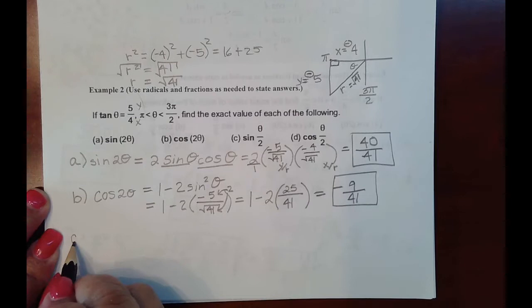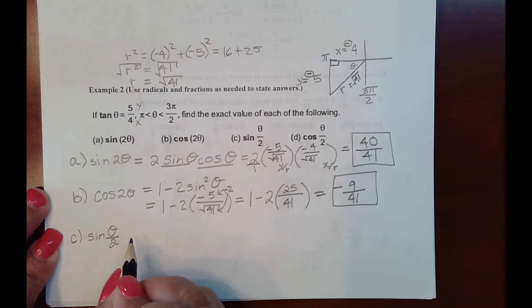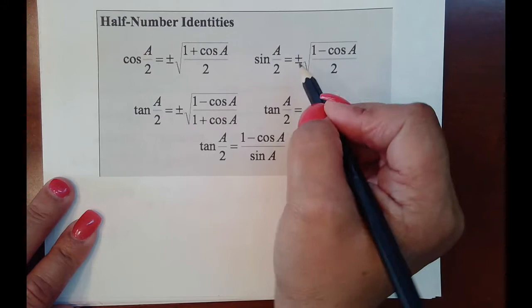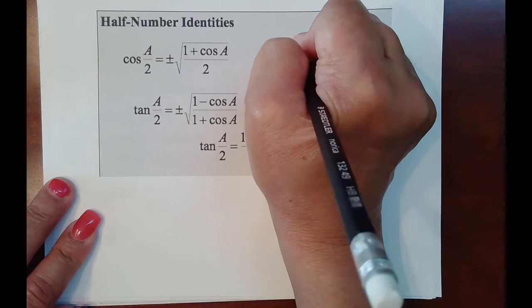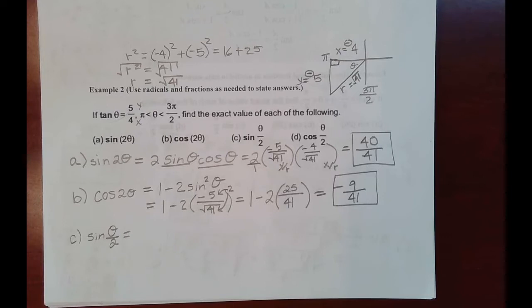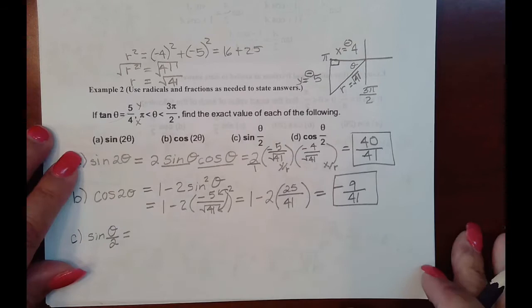Okay, moving on to part C, where we're looking for sine of a half angle. And again, we're going to have to make a choice for sine of a half angle on the plus or the minus, because that's one of these formulas where it's a square root, and then you need to choose either plus or minus here for those half angle formulas. So you're making a choice here, one or the other, not both. It's not like the quadratic formula. Okay, so the reasoning that we went through, I'm going to go through that again each and every time we have to make a choice of that plus or minus.